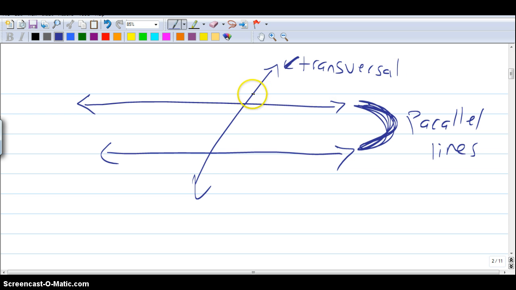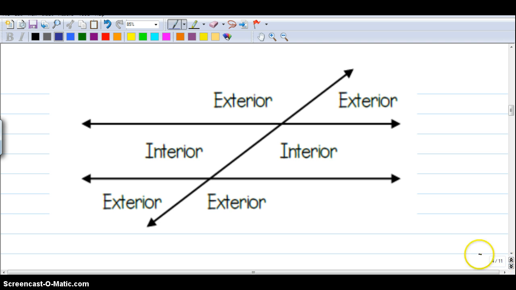Now, when this happens, there are 8 angles. There's 1, 2, 3, 4, 5, 6, 7, 8. 8 angles, and they all have a bunch of different properties, and you need to learn them. There's different definitions for all of them, and they have different properties, and that's what we're going to be going over in this section of notes. This picture here is really helpful because we're going to be going over words like exterior and interior, and you need to understand what it means.